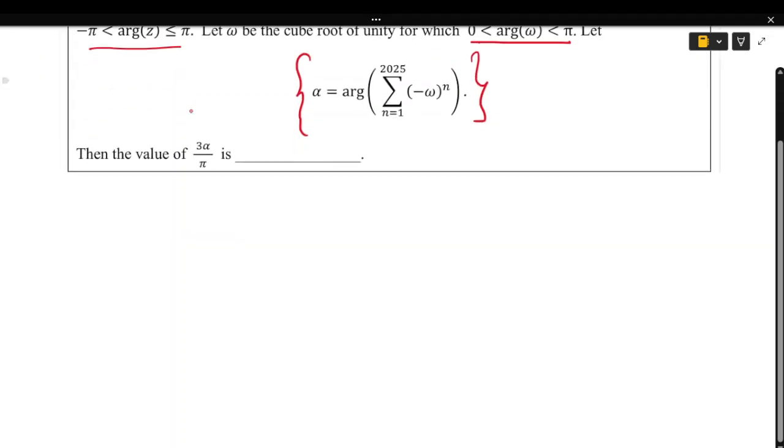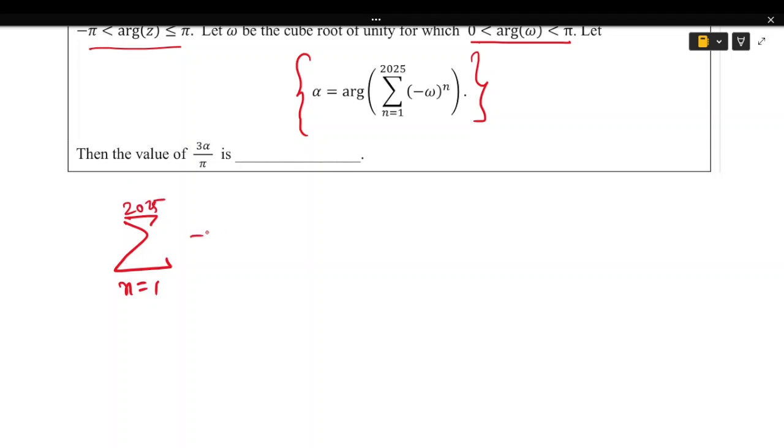So if we try to understand this summation series, we know this series is nothing but a simple geometric progression. We put n as 1, so you get minus omega, then you get minus omega square, then minus omega cube, and so on. Your last term is minus omega whole to the power 2025.